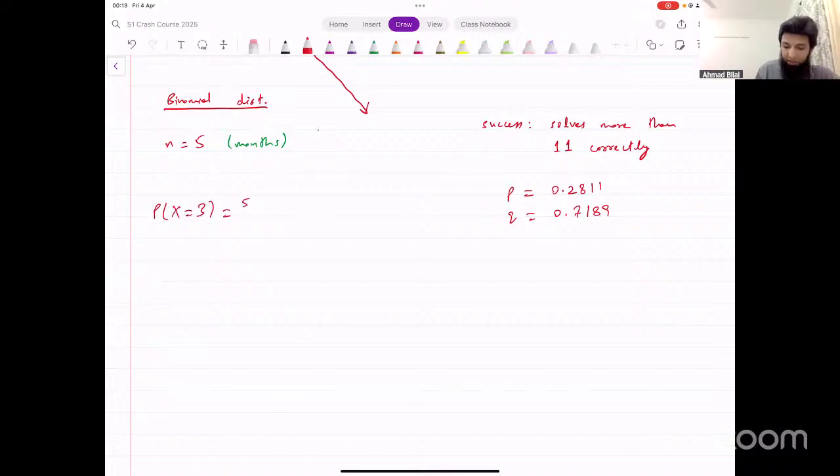That's 5C3. We've got 5 months in total, and out of them, we want 3 successes. 5C3 into 0.2811 raised to power 3 into 0.7189 raised to power 5 minus 3, which is 2. And that should give you the result. You can see what that turns out to be. What's this number?